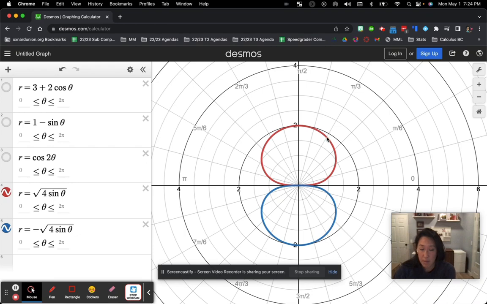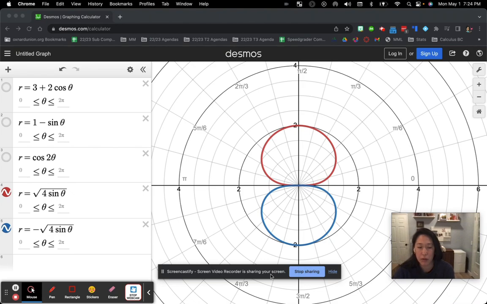And then we also have symmetry about the pole. So every 180 degrees or every pi units apart from each other, we have a point across the grid. Okay, and so these are the different ways that we test for symmetry in polar graphs, and we use the symmetry to help us figure out how many points we actually have to make to be able to graph the polar equation.